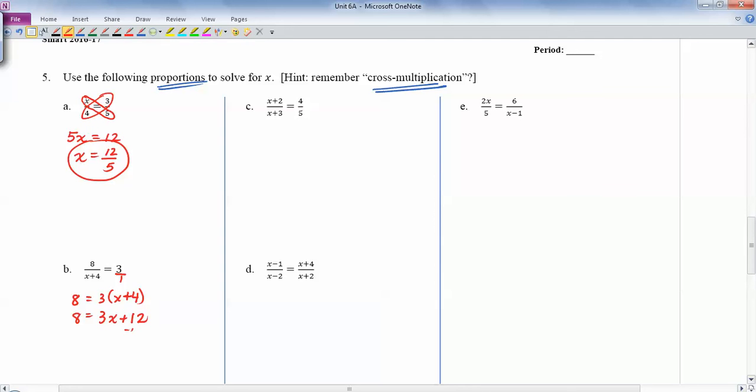So let's subtract 12 from both sides. And we get negative 4 equals 3x. And then we'll divide by 3. And there we go.